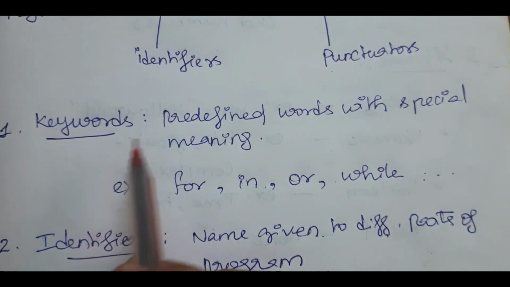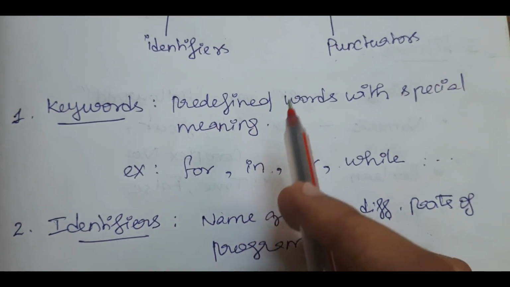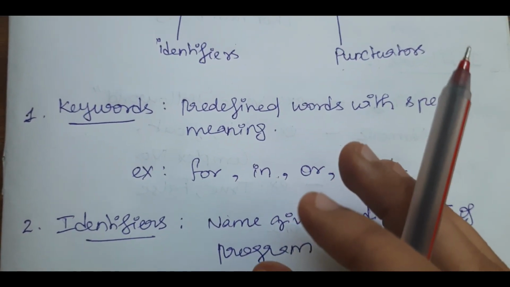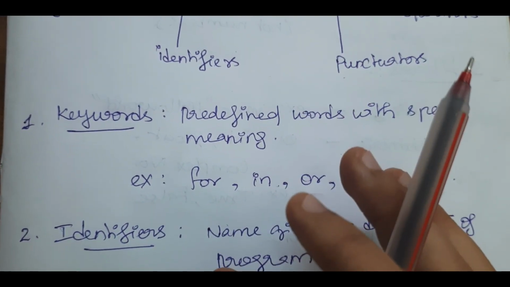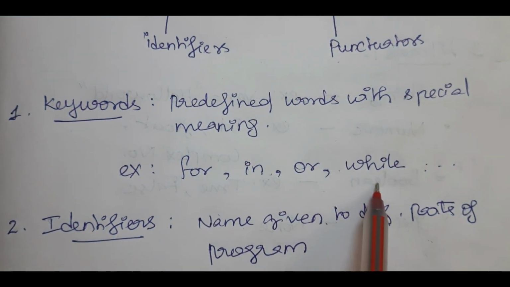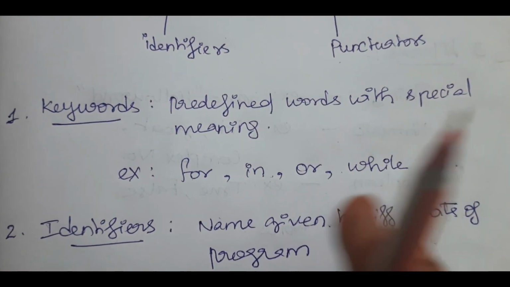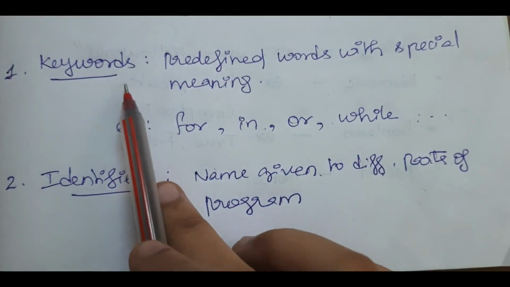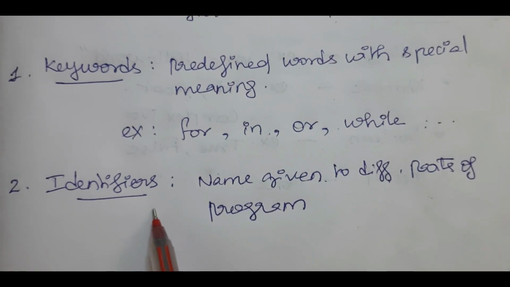So what is a keyword? Keywords are predefined words with special meaning to the language compiler or interpreter, and they are reserved for a special purpose and must not be used as normal identifier names. So for example, for, in, or, while, and other words like global, from, etc. So these are keywords.